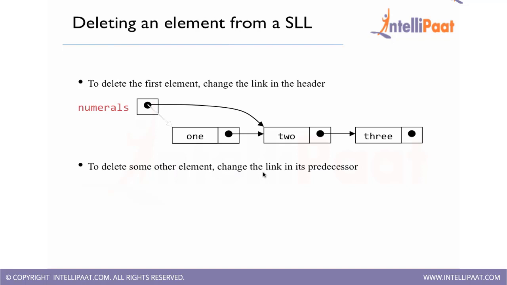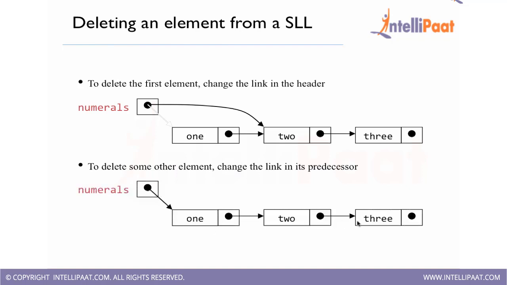To delete some other element, change the link in its predecessor. Like this is the predecessor. Suppose we are deleting this node, so the predecessor will not point to this, but it will point to this. So this is how we traverse the linked list now, and we can free this memory.